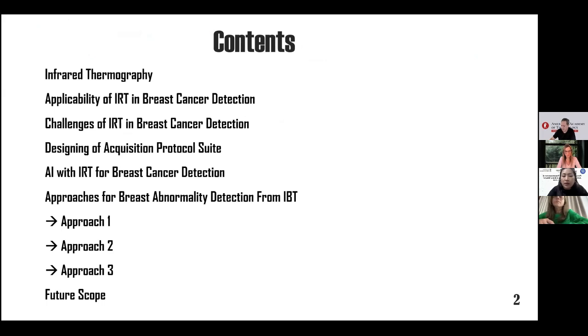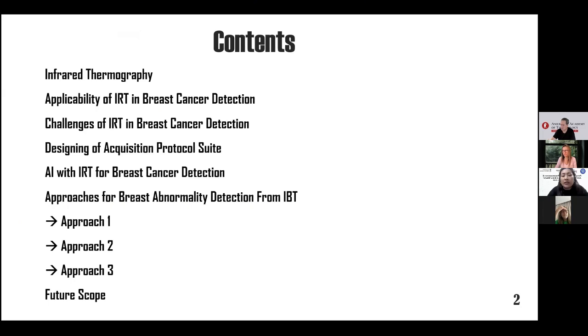So in today's presentation, I'm going to focus on some important topics before giving you the idea of how artificial intelligence can be applied on infrared thermography. I'll discuss infrared thermography a little bit and why it is applicable in breast cancer detection. Then we'll see some challenges of using infrared thermography in breast cancer detection that I have felt during my research time, and the designing of one standard acquisition protocol. Then we'll go into why AI should be integrated with infrared thermography for breast cancer detection. After that, I'll go through my research work to give you a better idea of how I have taken the help of artificial intelligence to improve the accuracy of breast cancer detection from infrared thermography. Then I'll discuss some features also.